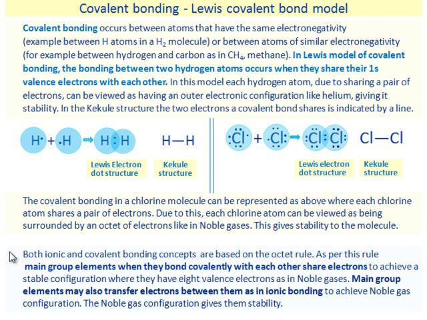Both ionic bonding and covalent bonding concepts are based on the octet rule. As per this rule, main group elements, when they bond covalently with each other, share electrons to achieve a stable configuration where they have 8 valence electrons as in noble gases. Main group elements may also transfer electrons between them as in ionic bonding to achieve noble gas configuration. The noble gas configuration gives them stability.